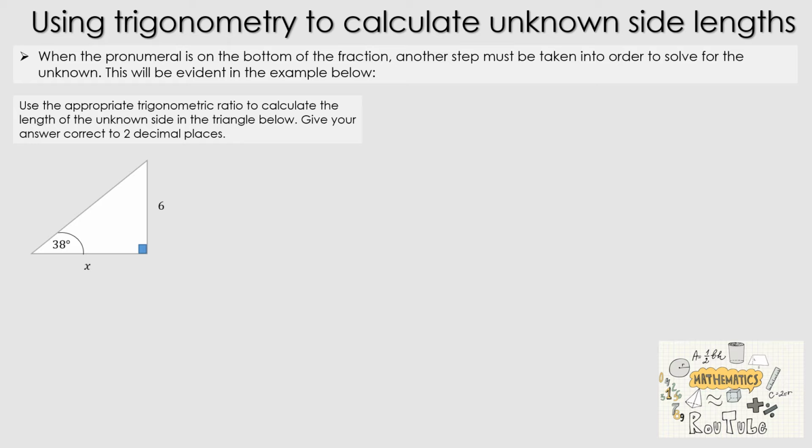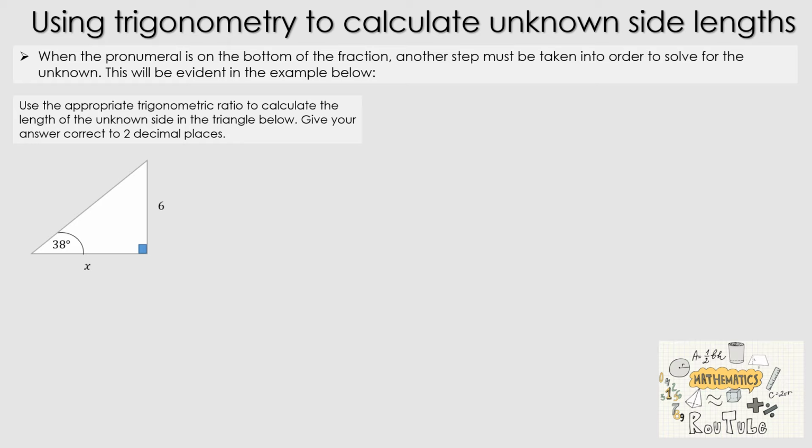So let's have a look at this question. Use the appropriate trigonometric ratio to calculate the length of the unknown side in the triangle below. Give your answer correct to 2 decimal places. So it's the same question as the previous one with a different angle, and we may need to use a different ratio. So let's follow the same steps we did previously.